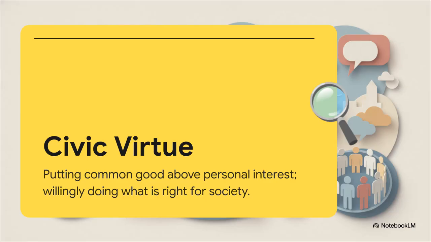So what does civic virtue actually mean when the rubber meets the road? Well, at its core, it's putting the common good above your own personal interests and willingly doing what's right for society. And I want you to notice that word willingly. That's the secret sauce. It's all about the choices you make when literally no one is forcing you to make them. It's not just following the speed limit because you're scared of getting a ticket. It's helping out a neighbor or volunteering simply because you know deep down it's the right thing to do to keep your community strong.